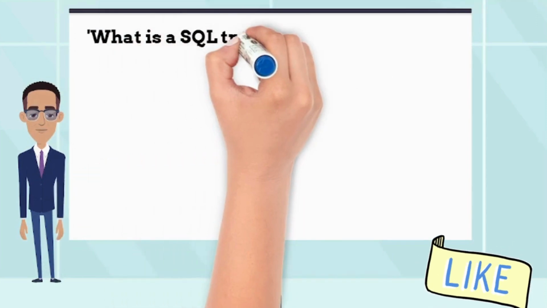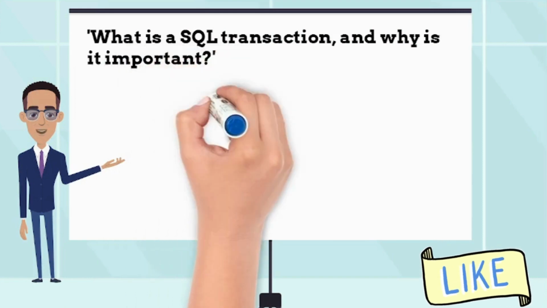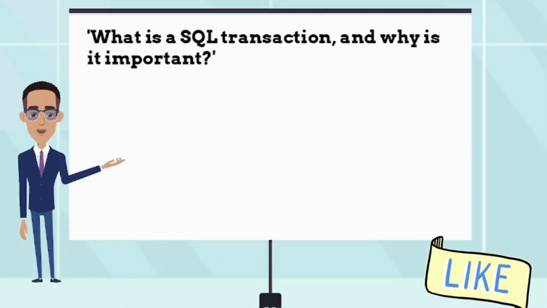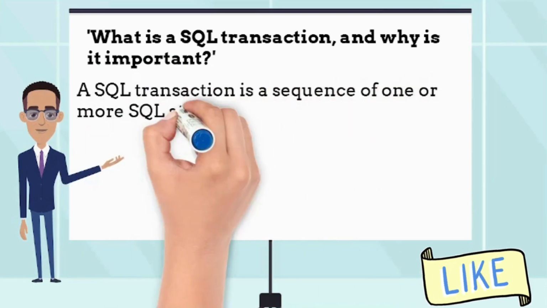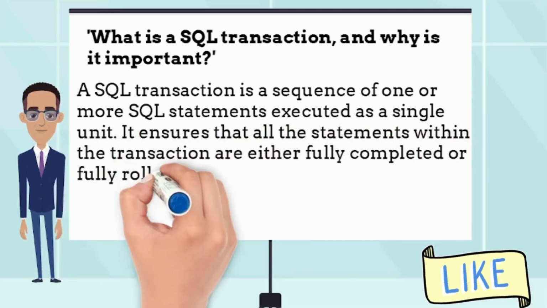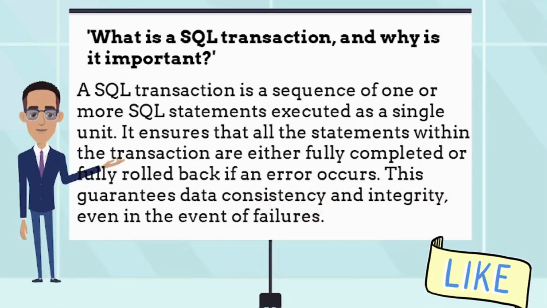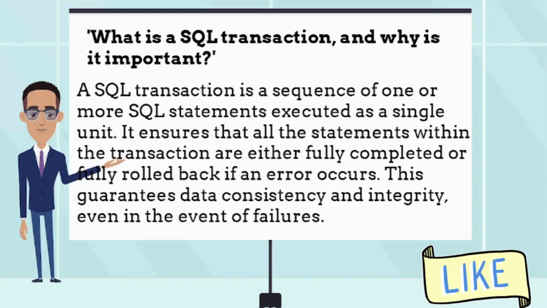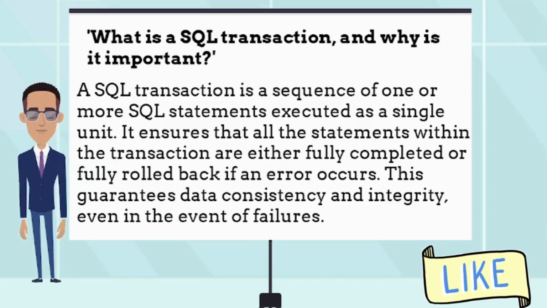Moving on to a question about transactions. What is a SQL transaction, and why is it important? Understanding transactions is fundamental, especially for roles involving data consistency and reliability. Answer is, a SQL transaction is a sequence of one or more SQL statements executed as a single unit. It ensures that all the statements within the transaction are either fully completed or fully rolled back if an error occurs. This guarantees data consistency and integrity, even in the event of failures. Recognizing when and how to use transactions is essential for maintaining a reliable database.